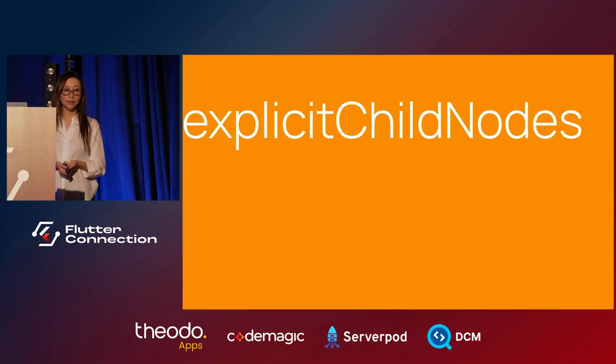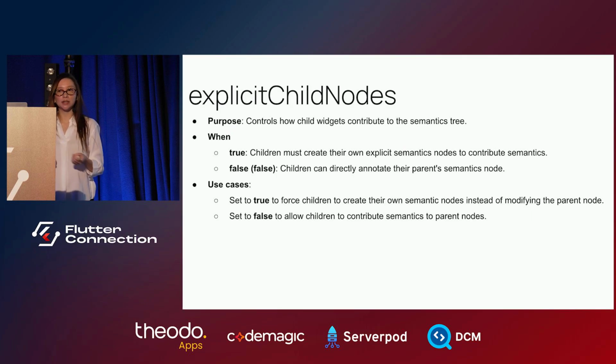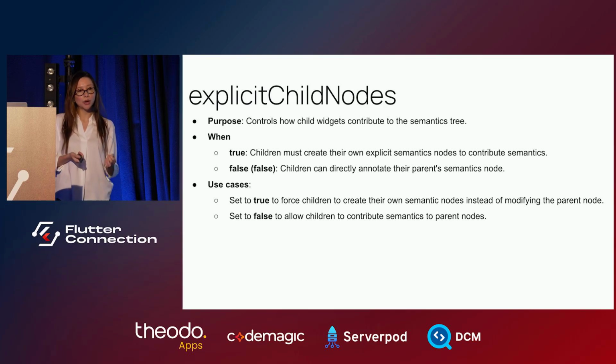All right. Then we have explicit child nodes. Explicit child nodes basically controls how child semantics behave. If it's set to true, each child must create their own explicit semantic nodes to contribute to semantics. And if it's set to false, children contribute to their parent node's semantics, so it basically is kind of read together. It's usually useful for granular control, if you want some little navigation and each child should be read by itself. And it prevents accidental merging of those nodes together.